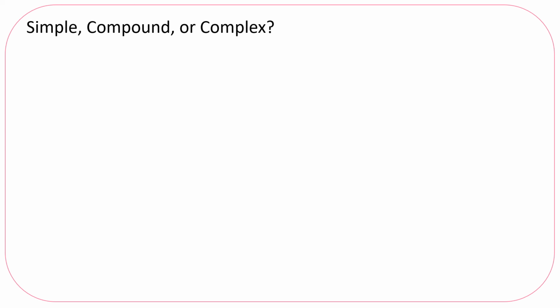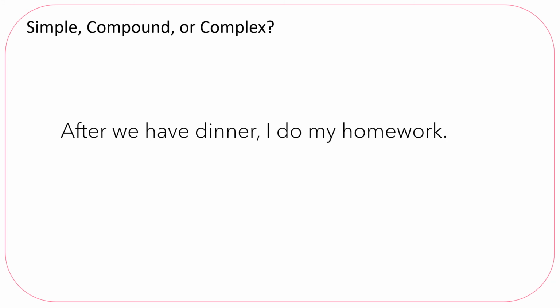We'll look at one more. After we have dinner, I do my homework. Well, we start with after, which is a subordinating conjunction. Do we have a clause here? We have a subject, we. Have dinner would be a predicate, so we do have a clause, but it's a dependent clause.